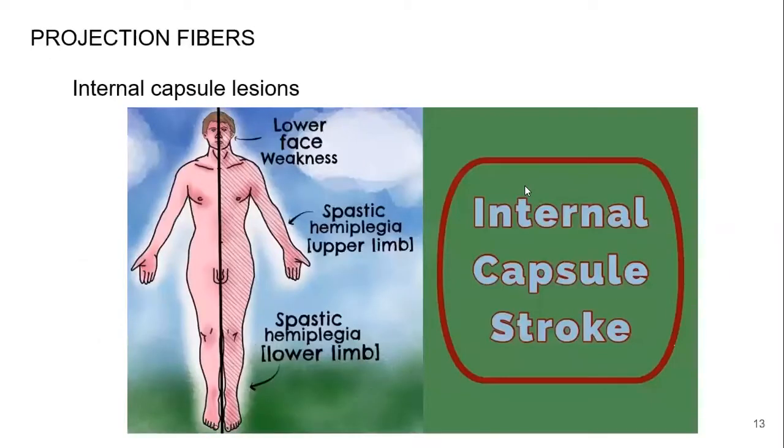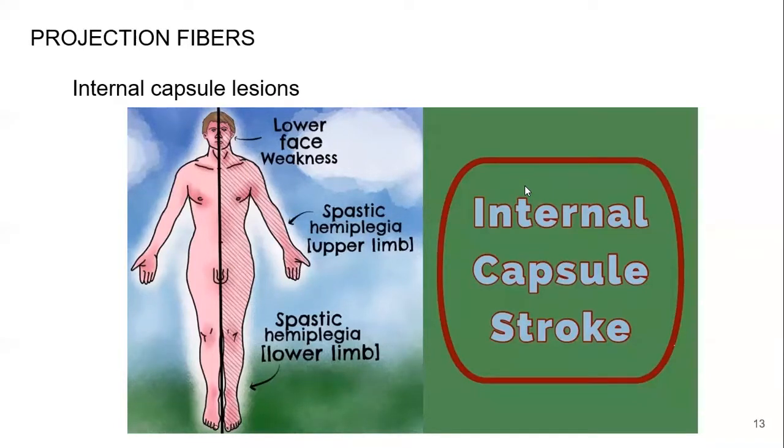Now we move to the most important part, which is our clinical application. We'll take first the projection fibers, and we'll talk about internal capsule lesions. The internal capsule is an important compact band of white matter, as we saw. It is composed of ascending and descending nerve fibers that connect the cerebral cortex to the brainstem and spinal cord.